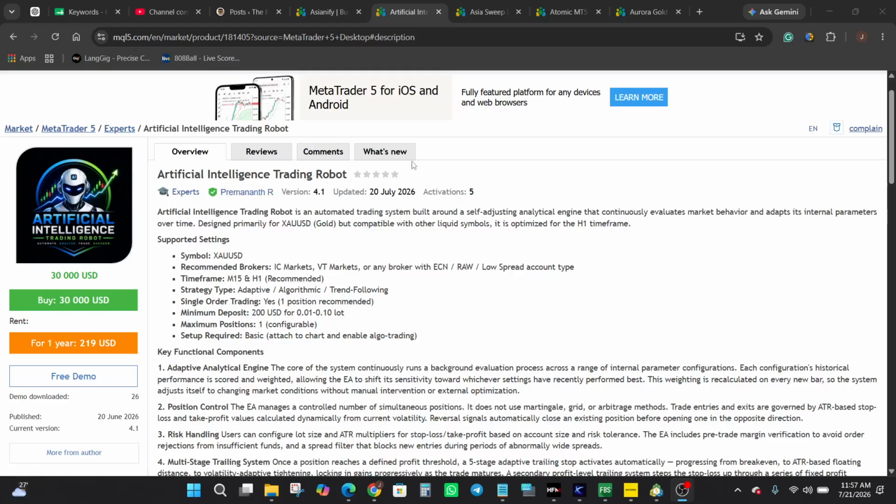Now let us get into the EA we have for today for this video. This is the artificial intelligence trading robot, and right away I want to confirm this is built for MT5, and according to the listing you'll need to enable algo trading in MT5 to run it. On the marketplace it is listed at 30,000 US dollars to buy outright, or 219 US dollars for 1 year rental. The Expert Advisor is currently on version 4.1, updated as recently as July 20th, 2026.